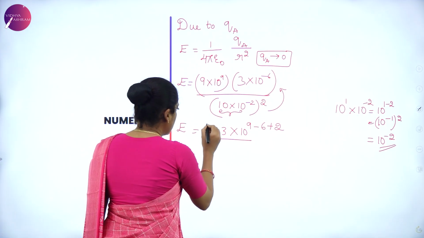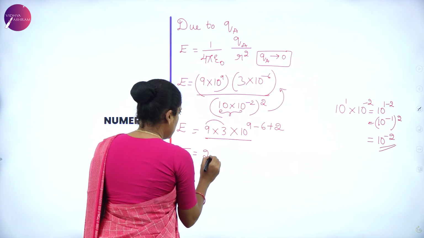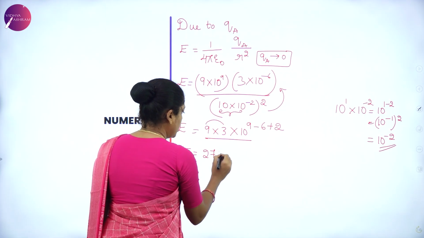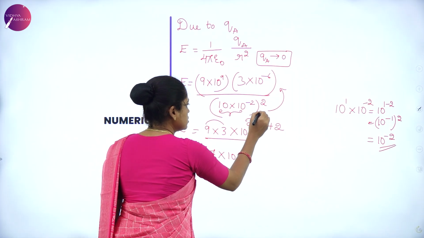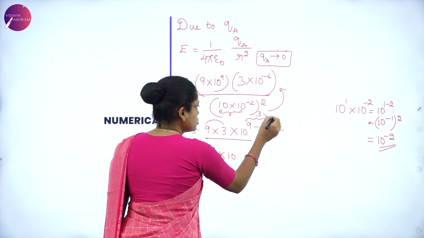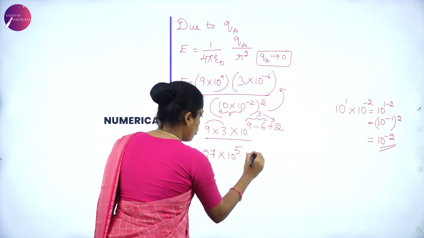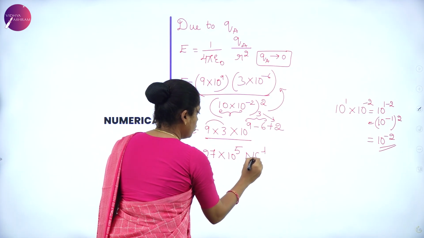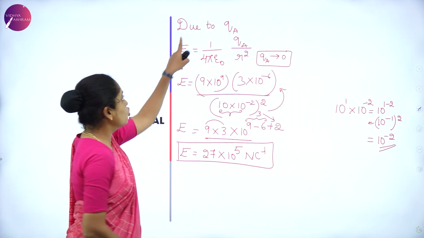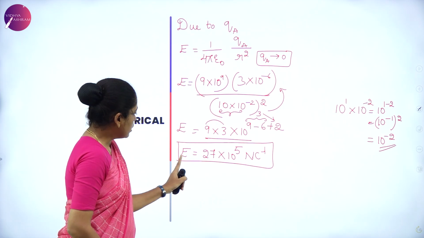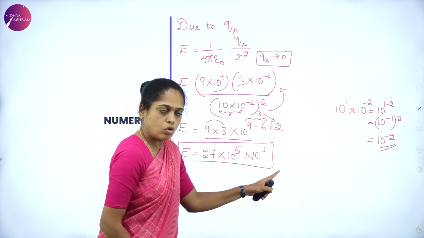Yes, next, 9 3s are 27. So E is equal to 27 into 10 power 9 minus 6 is 3 plus 2 is 5. And the unit of electric field is Newton per Coulomb. So what is the electric field due to QA? The electric field is 27 into 10 power 5 Newton per Coulomb.